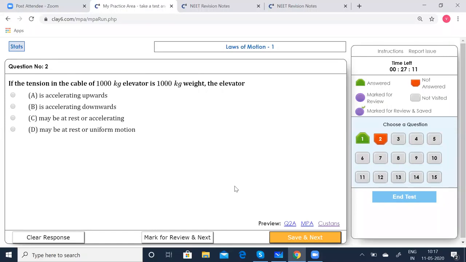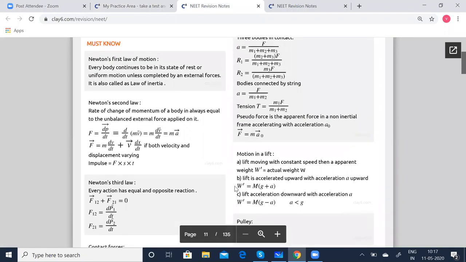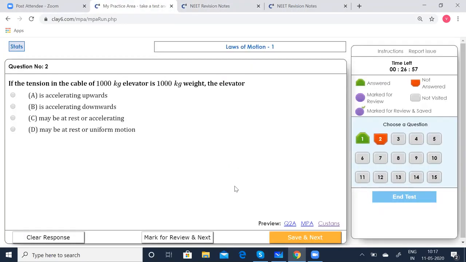If the tension in the cable of a 1000 kg elevator is 1000 kg weight, this is the lift problem which we studied. Remember, we went across the motion in a lift, right? This problem is related to that. So what does it say? The elevator is accelerating upwards, accelerating downwards, or maybe at rest or at uniform motion. Now you can see that the tension in the cable is given by T is equal to mg.